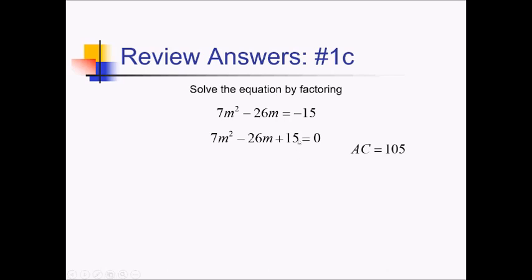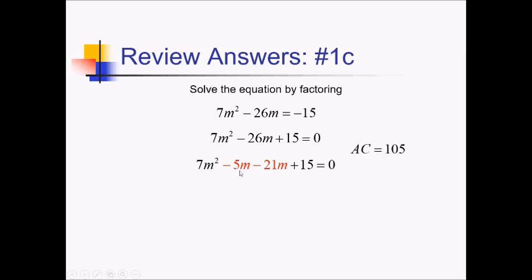So if I had negative 5 and negative 21, that would add up to negative 26. So at this point, I'm going to split up this negative 26m into minus 5m minus 21m. Now that I've got 4 terms, I'm going to solve this by grouping.